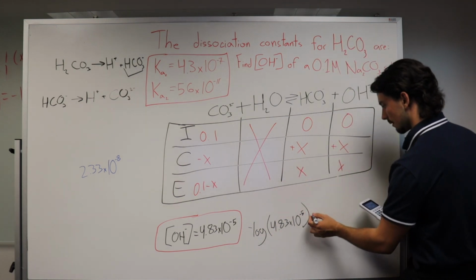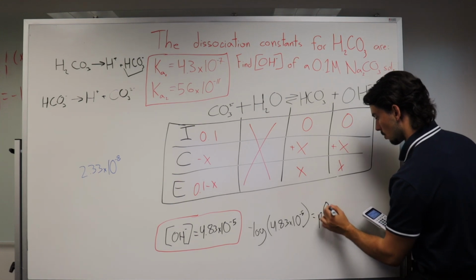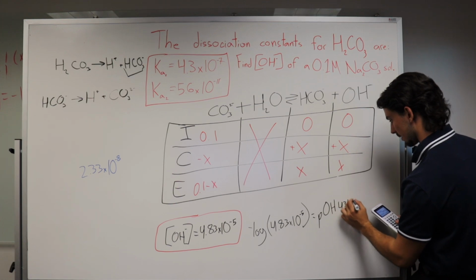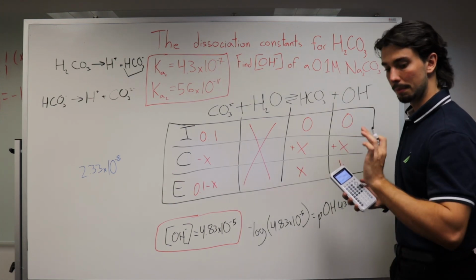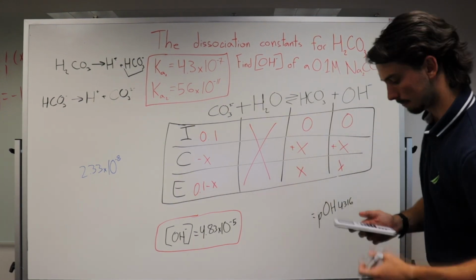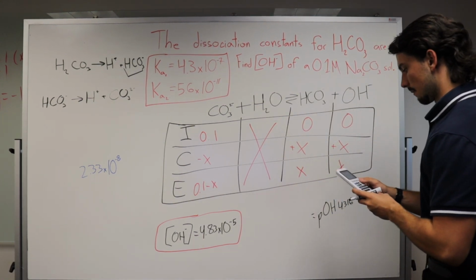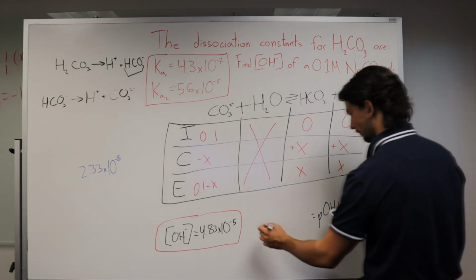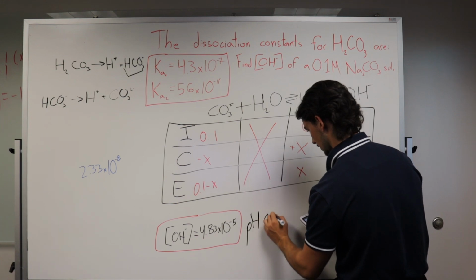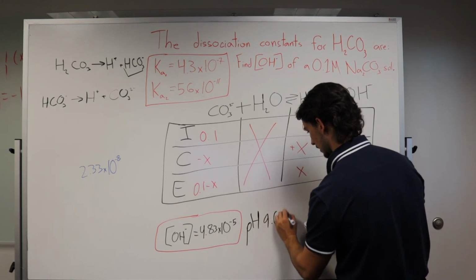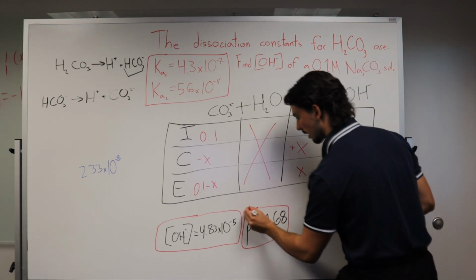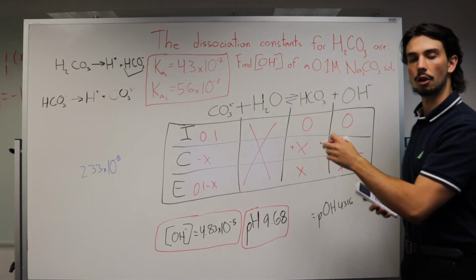If we do that, it's going to give us a pOH of 4.316. All we have to do to find the pH is just take that number and subtract it from 14. And once we do that, we'll find that the pH is equal to 9.68. Beautiful. Now we were able to find hydroxide concentration and our pH.